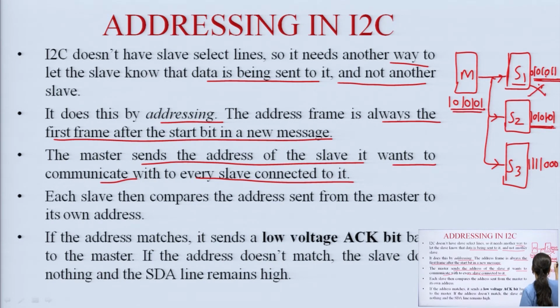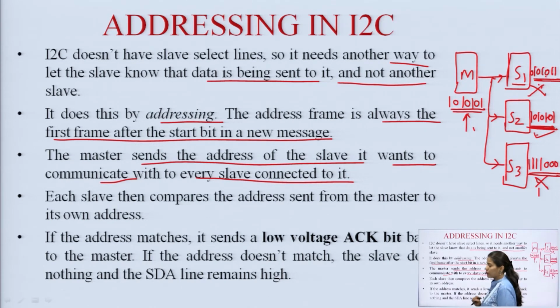Now, S2 will compare this address with its own address, so it is matching. Similarly, this will compare its own address with this address, it is not being matched. So, S2 will acknowledge the master that yes, I have received that I am the one with whom you want to connect. So, in this way addressing helps in selecting the particular slave.